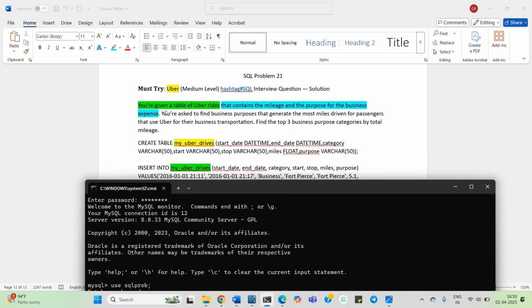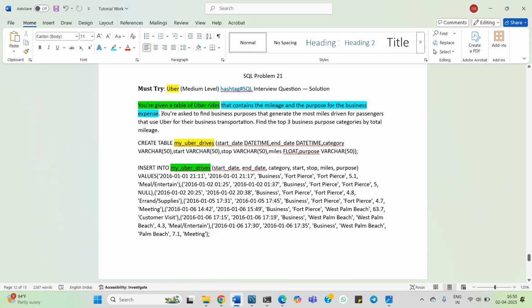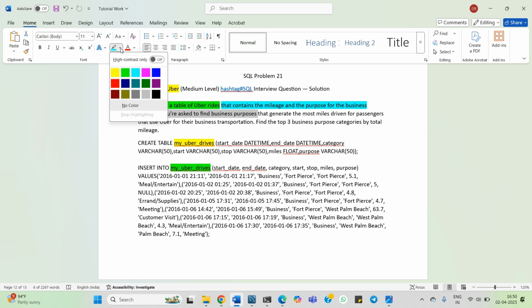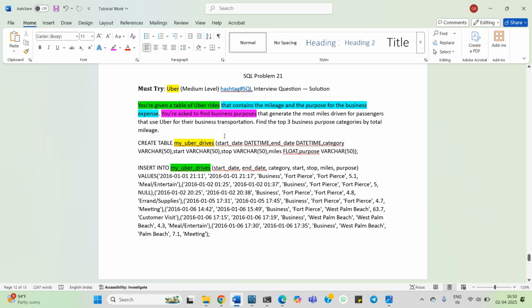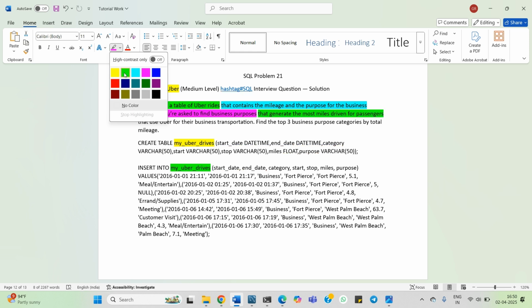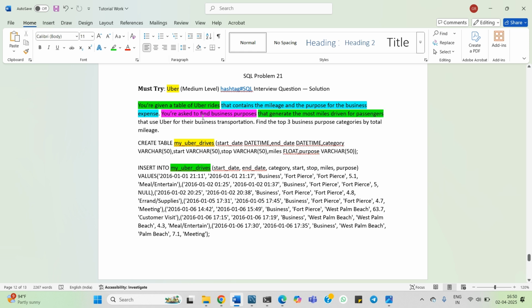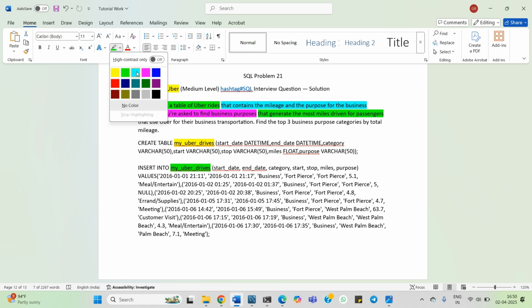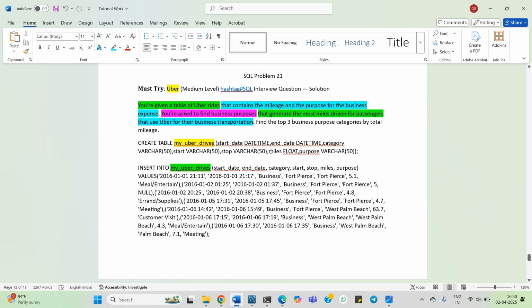After this information, they have said that you are asked to find the business purposes that generate the most miles driven for passengers. Our second line of the problem is that they use Uber for business transportation. Okay, so now we can start our problem making, or just logic building.